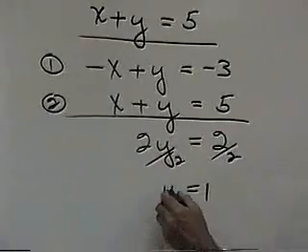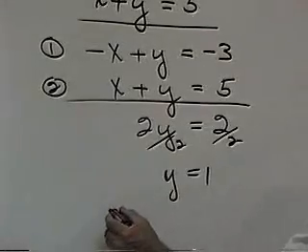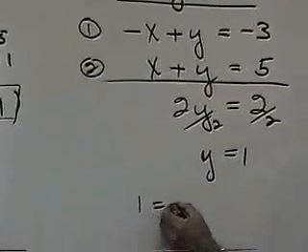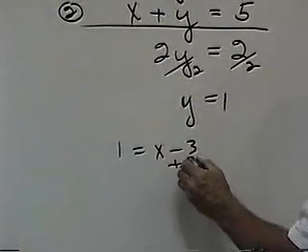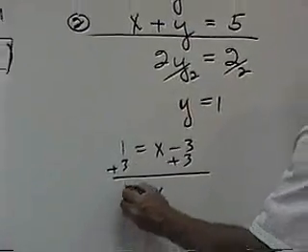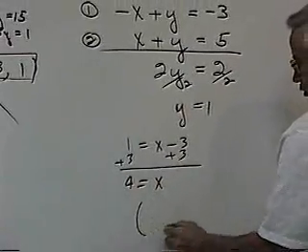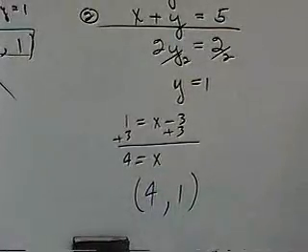And now we go back and plug that in. All right? So back in the first equation, we put the 1 where the y is. We got x minus 3. So moving the 3 across, we get x equals 4. So the solution set is x is 4, y is 1.